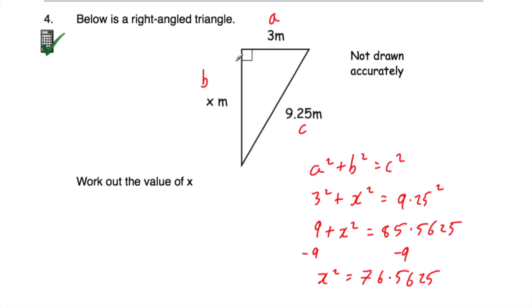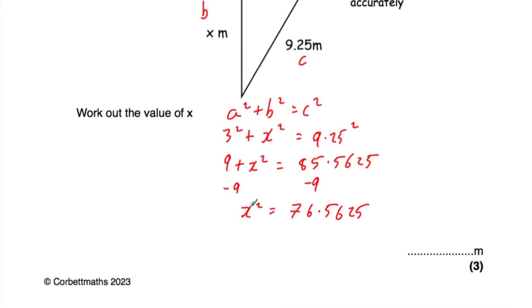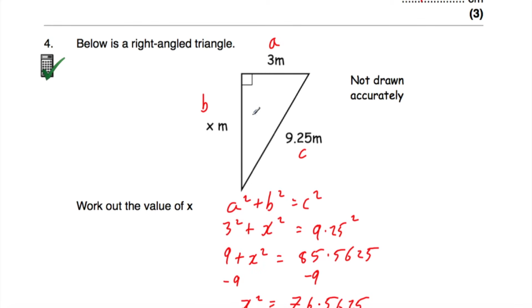So that's the length of this side squared. Obviously, the length of this side isn't 76.5625 meters. That'd be too long. So we now want to get rid of the squared, so we're going to square root. So we're going to get that x is equal to the square root of 76.5625. And when we square root that, we get x is equal to 8.75. So that means the length of this side, x, is equal to 8.75 meters. And that's it.